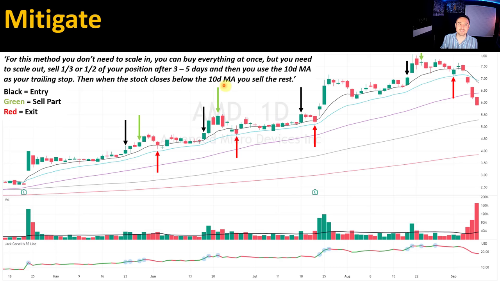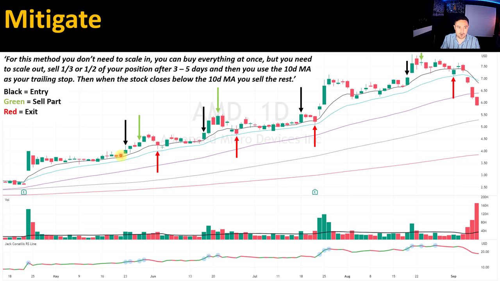So we've got AMD, and we've got four different entry examples here, okay? The black arrow is going to be the entry. The green is going to be when you sell part in the first 3 to 5 days, so one third, one half of your position, and then you'd move your stop to break even. And then the red is going to be the exit, either stopped out or exit because it closed below the key moving averages.